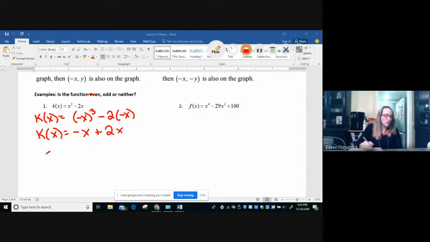So since all signs changed, what do I mean by that? I'll point it out if you're not sure. Oh, I forgot my cube there. Sorry, guys.